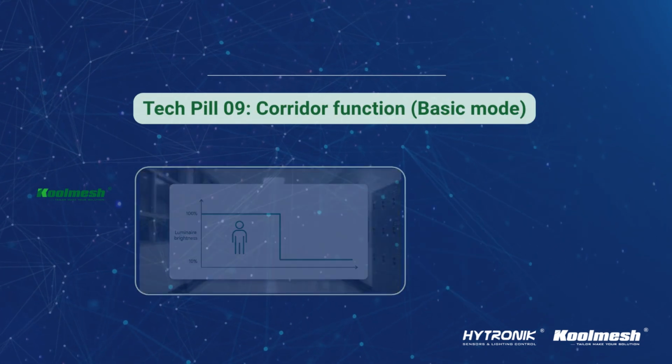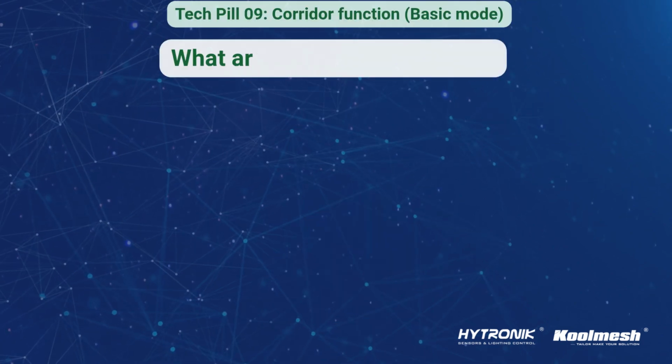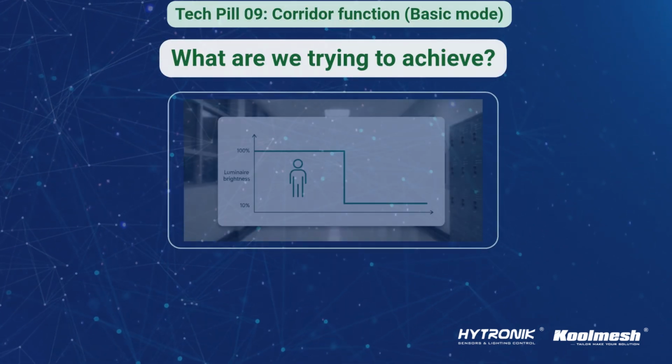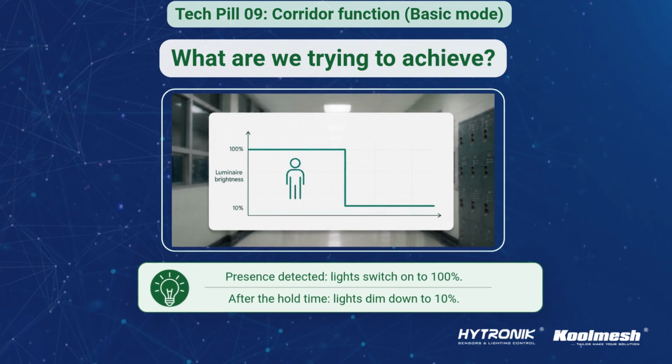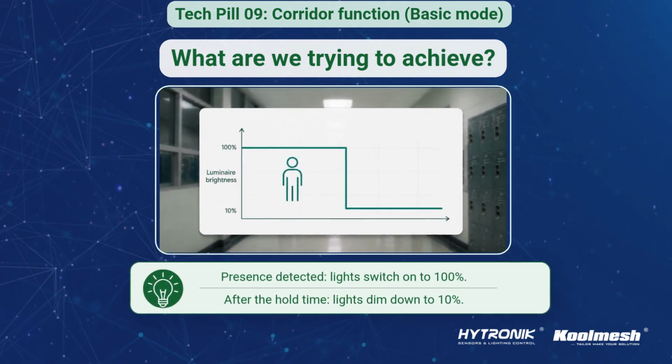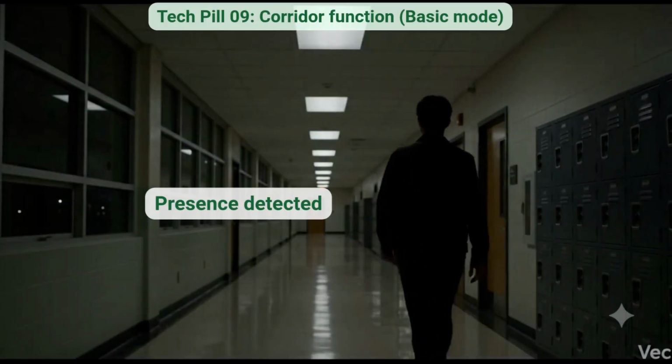In this tech pill, we'll configure a typical corridor function. When presence is detected, the lights switch on. When the area is empty, they dim down or switch off automatically. Here we can see how it works in a real corridor.